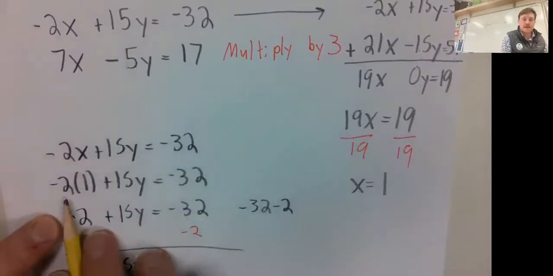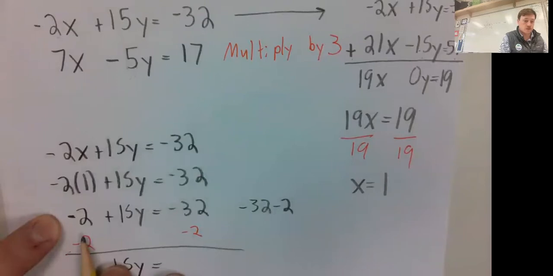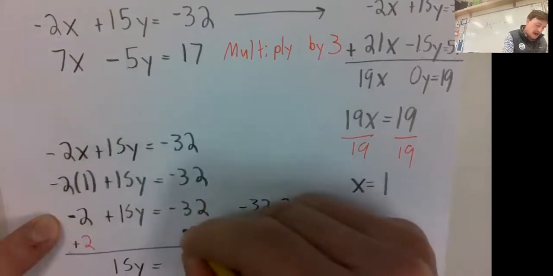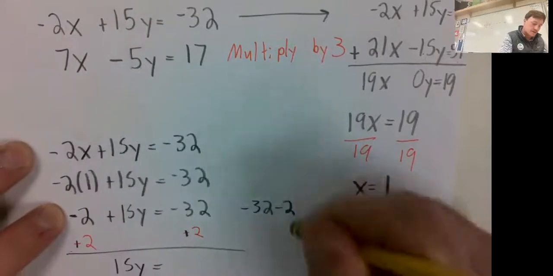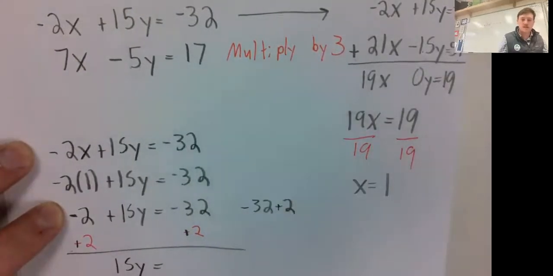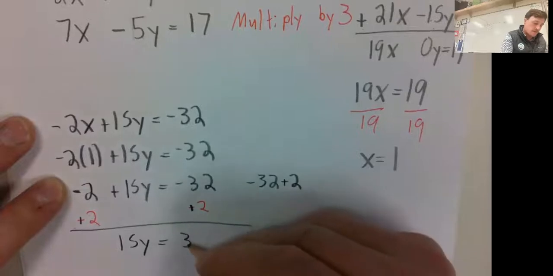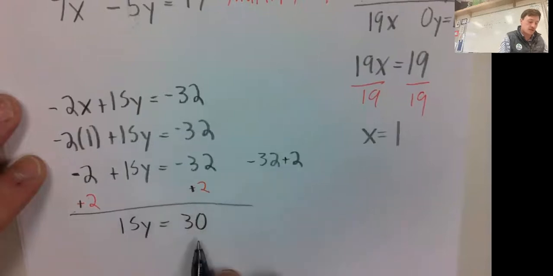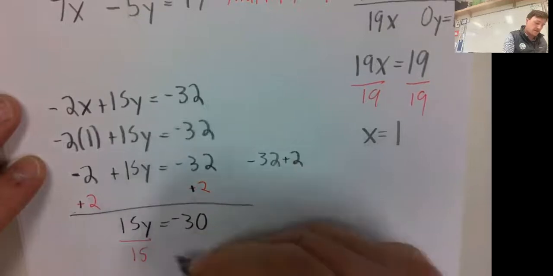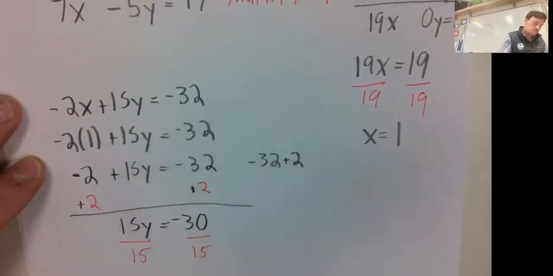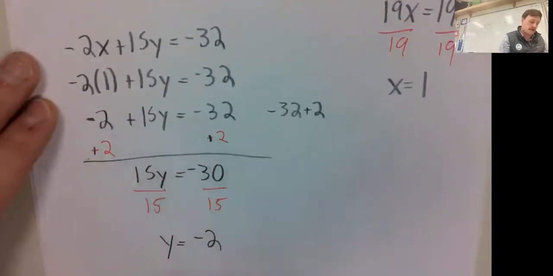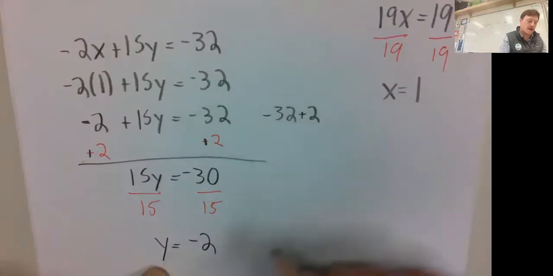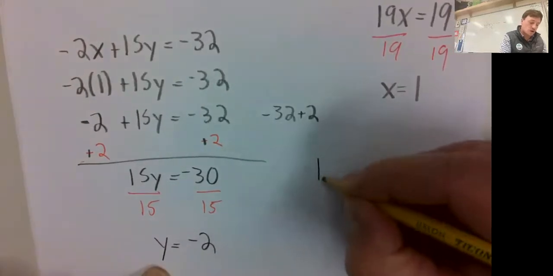I got a negative 2 times 1 is a negative 2. So I'm going to actually add, not subtract. So this becomes negative 32 plus 2. Sorry about that. Negative 32 plus 2 is negative 30. And now I'm going to divide by 15, divide by 15. And I get y equals negative 2. And that is my answer. I've got an x value, I've got a y value. So my solution to this set is 1, negative 2.